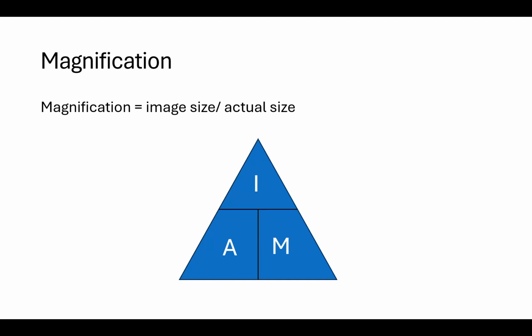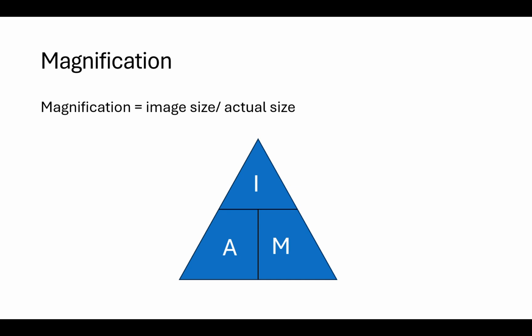Magnification for IGCSE Biology. What is magnification? It's simply how many times larger an image is compared to the actual size of the object. If you're ever struggling to do a calculation based on this, then I recommend learning the I AM triangle, which helps you work out what formula to use if you're ever presented with a question.